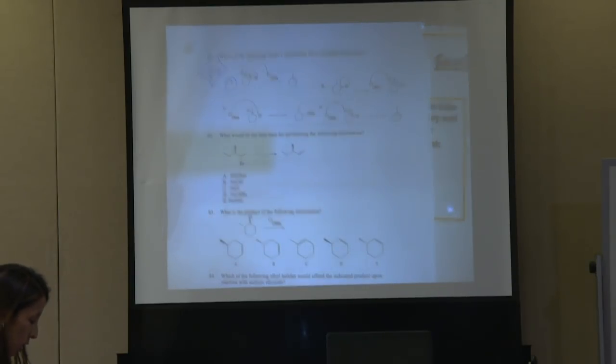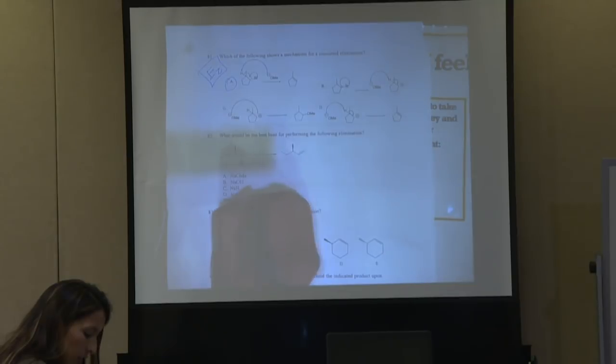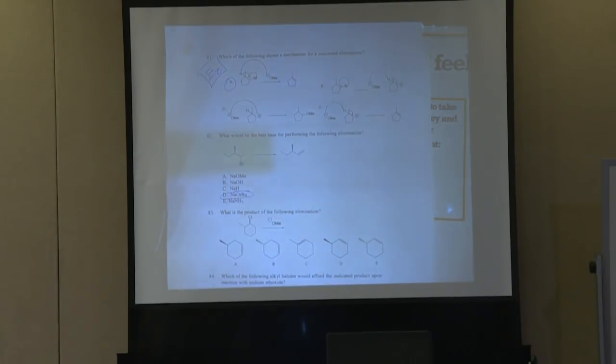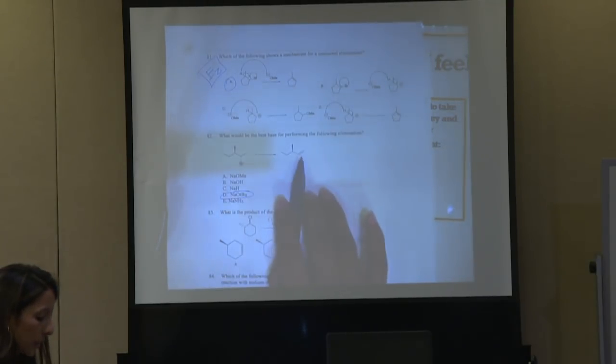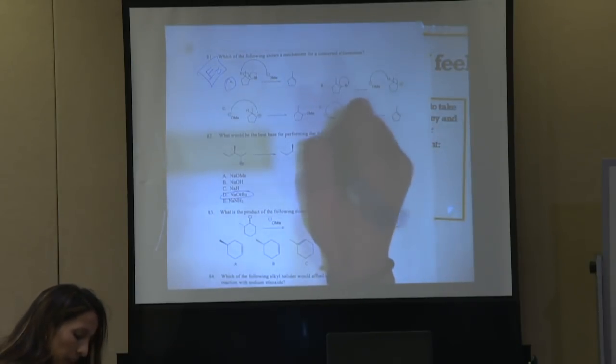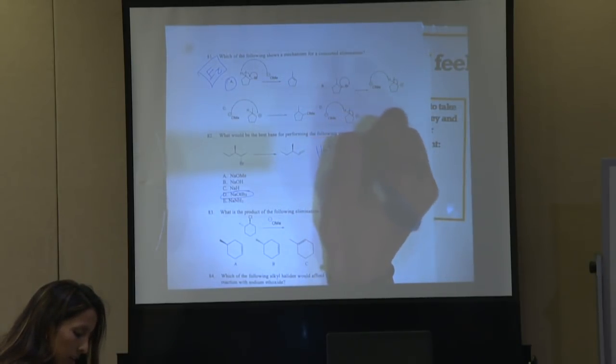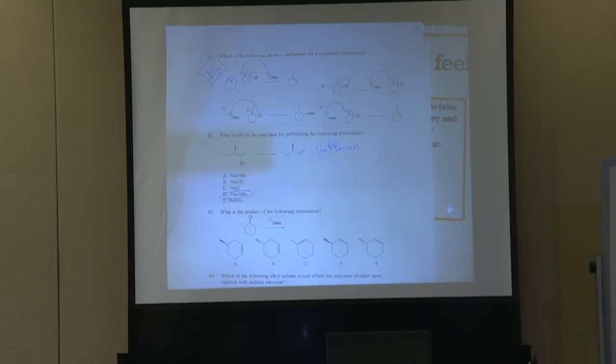So 82. What would be the best base for performing the following elimination? D? Awesome. So we said it's a bulky base. What kind of product is this? Hoffman. The one that we just did was Zaitsev and it was NaOMe, right, and that's a small, non-bulky base. Sodium terbutoxide is a bulky base.